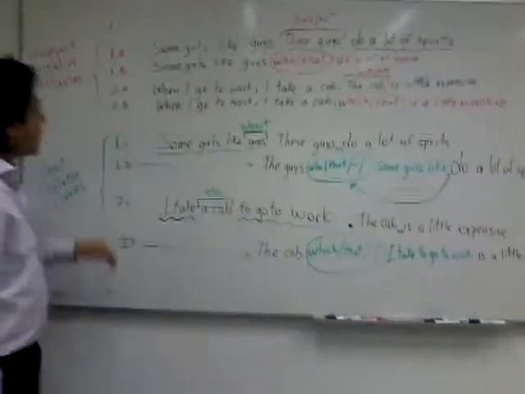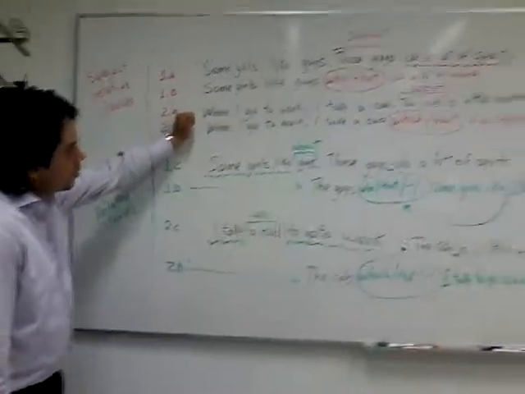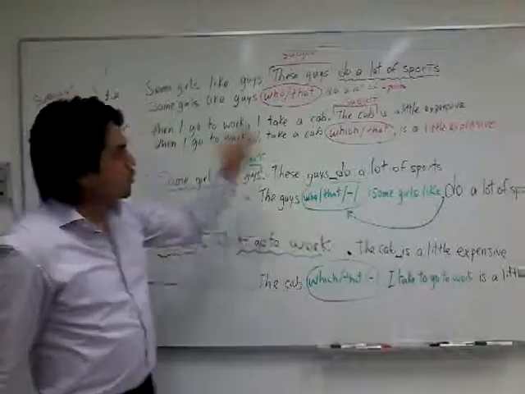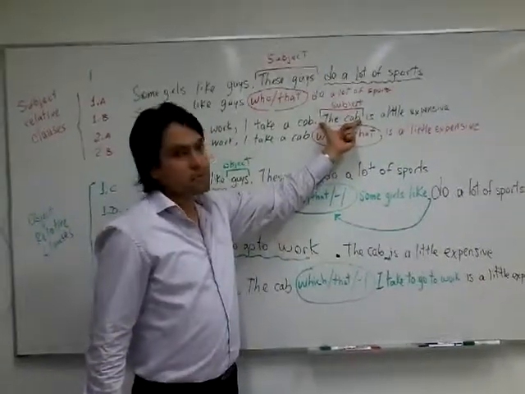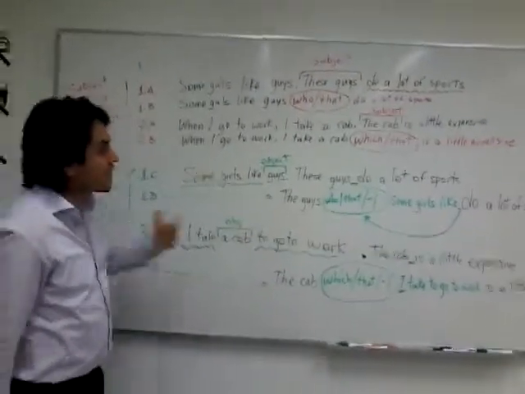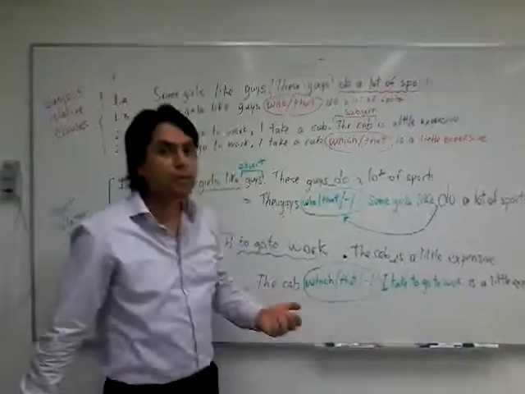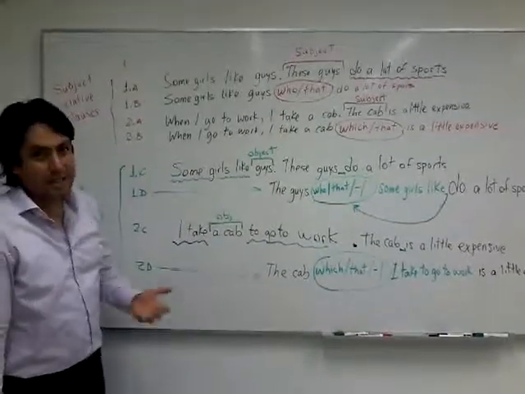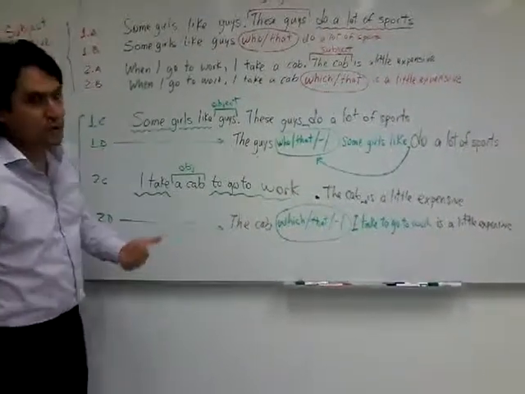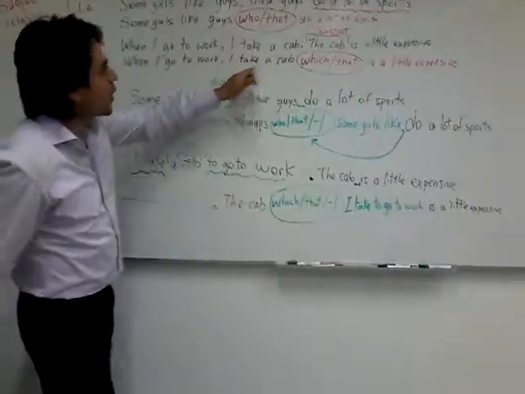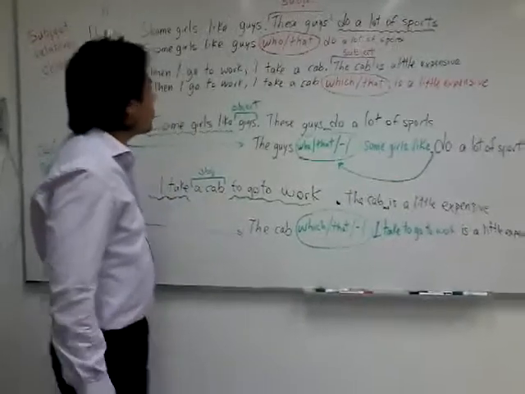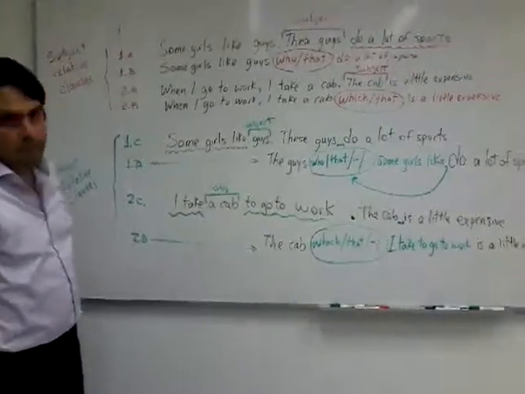¿Sí? Veamos aquí la segunda oración, el segundo ejemplo. When I go to work, I take a cab. The cab is a little expensive. Igual, voy a unir estas dos oraciones y me doy cuenta que en la segunda oración hay un subject, un sujeto, the cab. Entonces voy a reemplazar ese subject por un pronombre relativo, un relative pronoun. Como the cab, el taxi, es una palabra que refiere a una cosa, puedo usar that or which. Entonces puedo decir: when I go to work, I take a cab, which o that is a little expensive. Cuando voy al trabajo, tomo un taxi que es un poco caro.